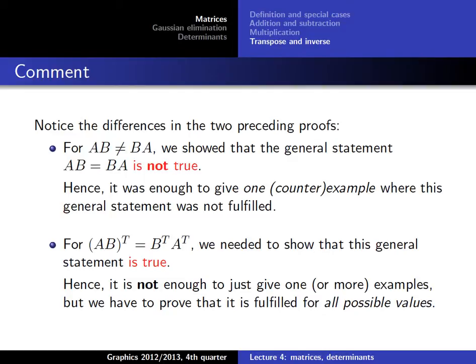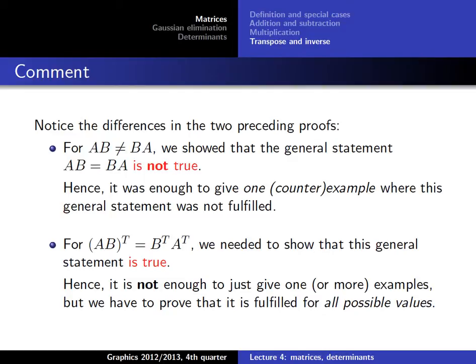And I've chosen these two because they represent two types of proofs. The first one was a proof where we have shown that something doesn't work or is not true. And then, of course, we can take just one example and show that this is not true, and then we have proven that.